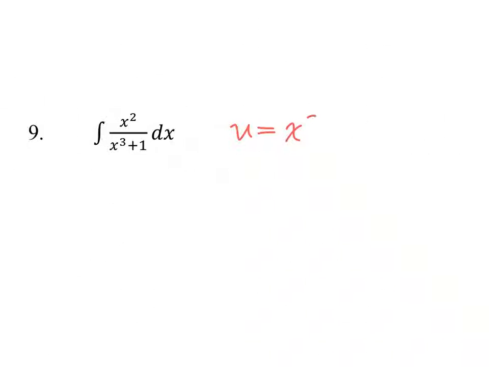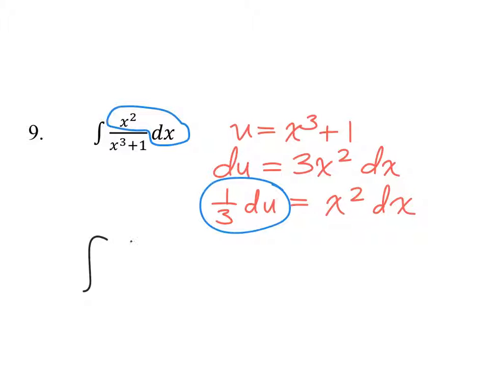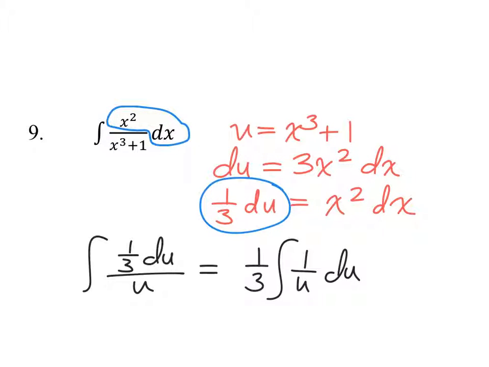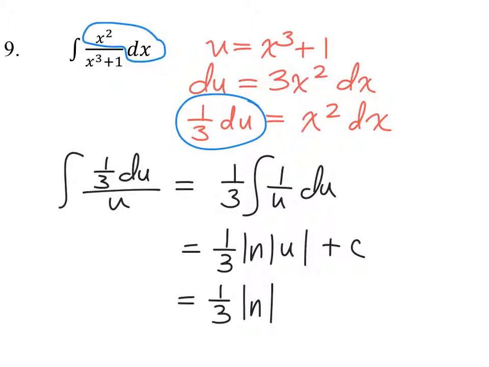U is equal to x cubed plus 1. Du is equal to 3x squared dx. I need the x squared dx to go away, so multiply both sides by 1/3. Substitute. This goes in for x squared dx. So it's 1/3 du over u, which when you clean it up becomes 1/3 the integral of 1 over u du. What's the antiderivative of 1 over u? Exactamundo. Ln absolute value of u plus c. Bring your u back in. What? I like this one. Yeah, it's not bad. Yeah, we'll take this one. And many more like it.